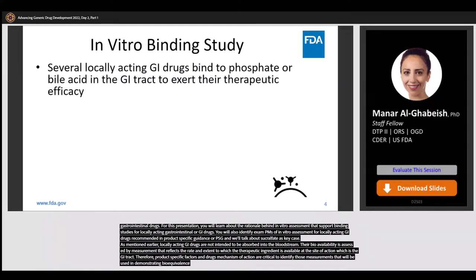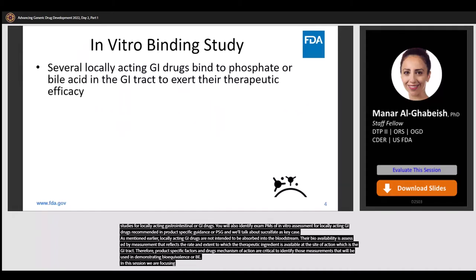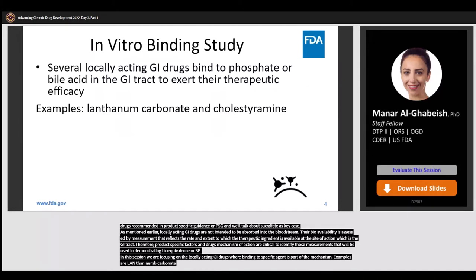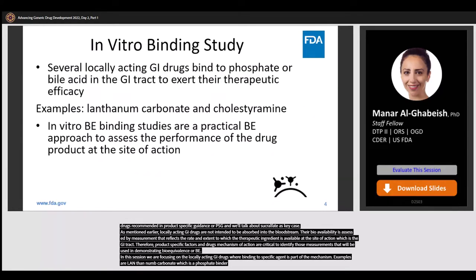In this session, we are focusing on the locally acting GI drugs where binding to a specific agent is part of the mechanism. Examples are lanthanum carbonate, which is a phosphate binder, and colestyramine, which is a bile acid binder. For this reason, in vitro binding studies are a practical BE approach to assess the performance of the drug product at the site of action.